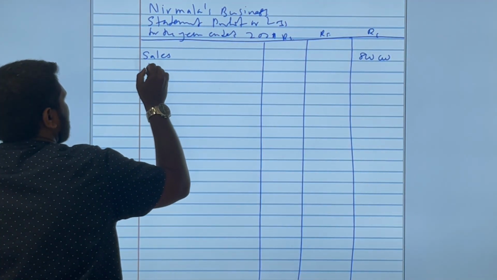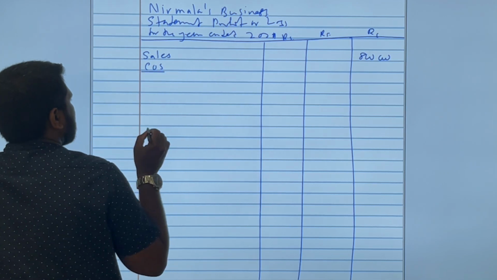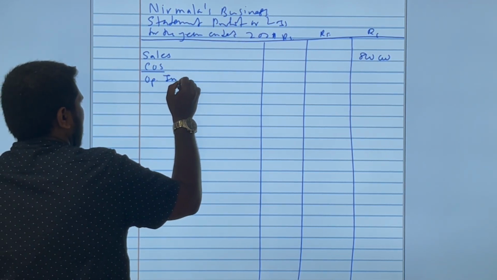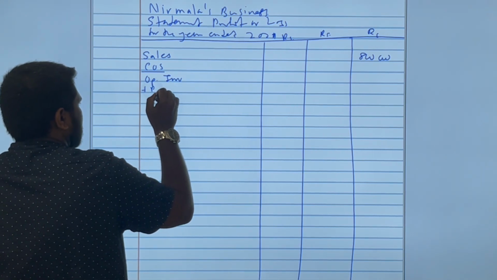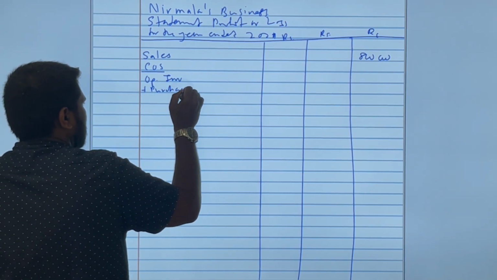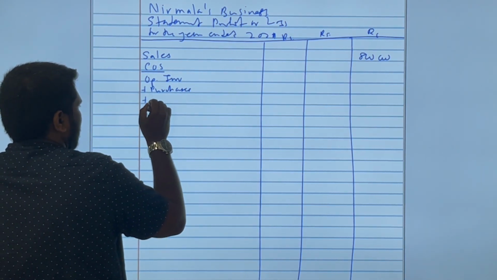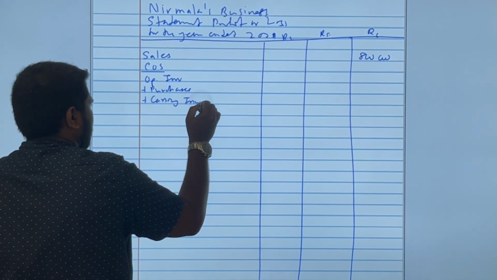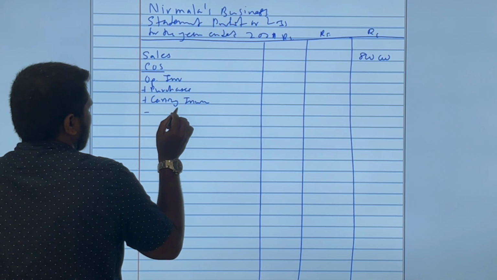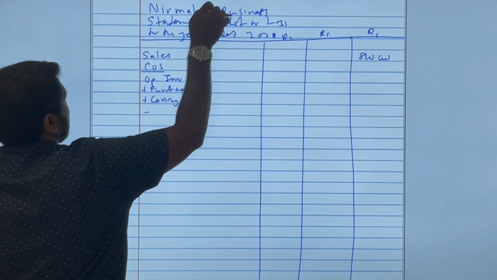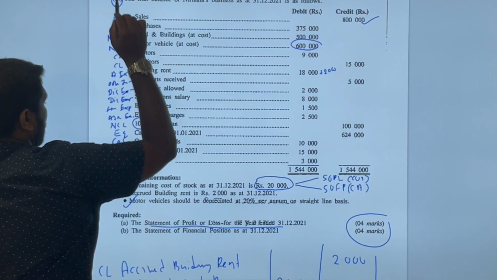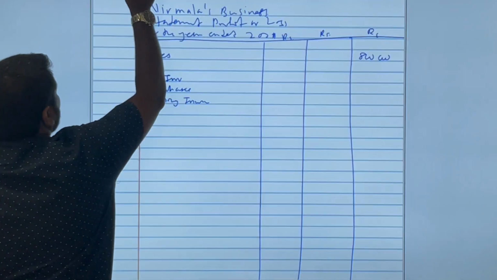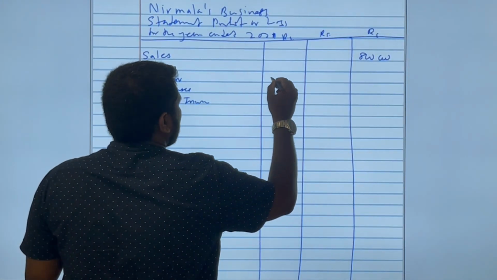Then from the sales you have to deduct the cost of sales. For the cost of sales you have to take the opening inventory plus purchases. In this question you have some carriage inwards, then minus the closing inventory. So we'll write these values first. Opening inventory 15,000.